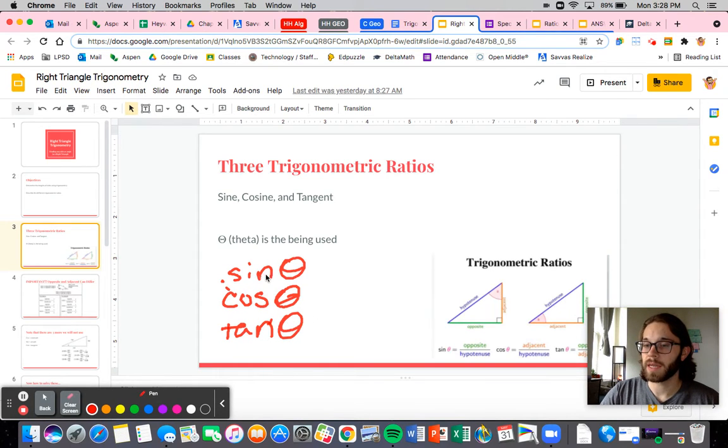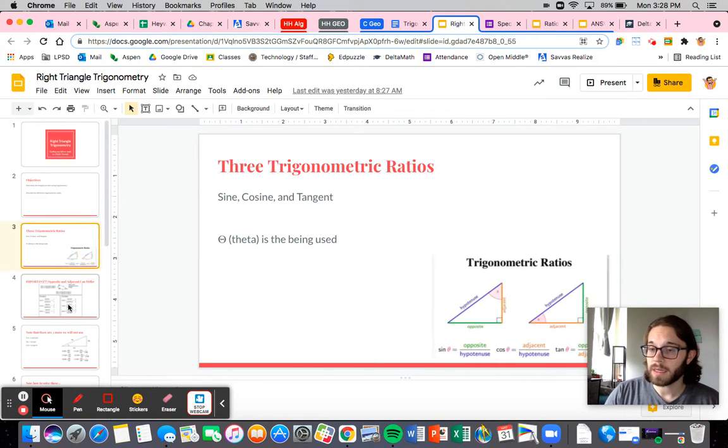So even though this looks like sin, you're going to say sine. It's not cos, it's cosine of theta. And then tangent of theta. Theta is going to be the angle that we're using. So when we're talking about these trigonometric ratios, we're going to be talking about them in relation to a specific angle. So as you can see here, if we talk about this angle over here, we'd call this one theta. If we're talking about this angle, we can call this theta. And where theta is will affect our ratio. But for right now, we just need to know that we have sine, cosine, and tangent.